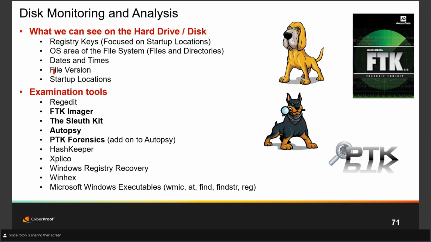And same thing for file versions, and then again, the startup locations. There's a lot of tools for that: regedit, FTK Imager, SleuthKit. Some of these will help you find deleted files as well, because during the process of infestation, they may have intermediate malware that was there temporarily while a different malcode got downloaded. So you want to look at the things that were deleted as well.